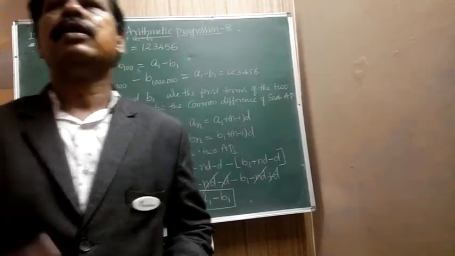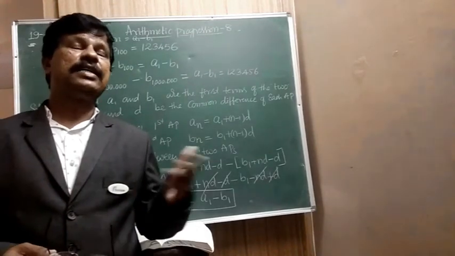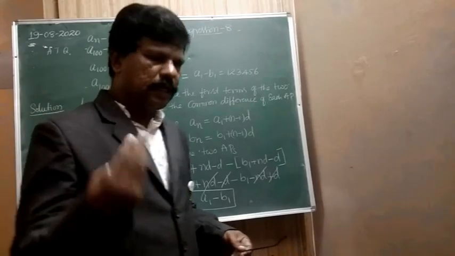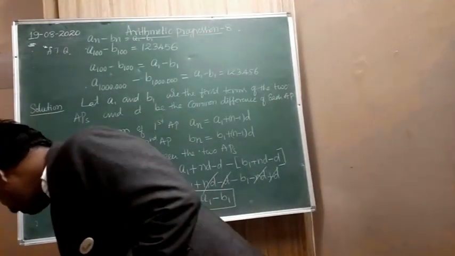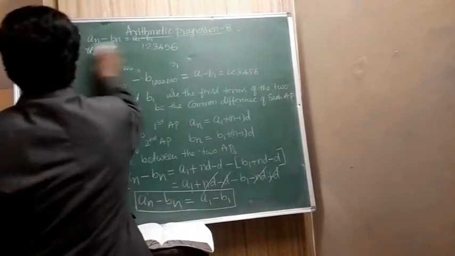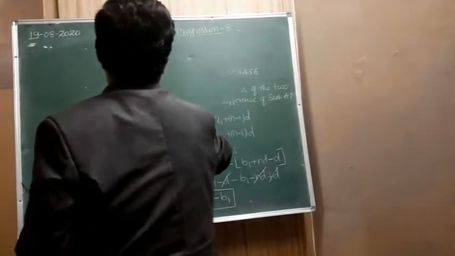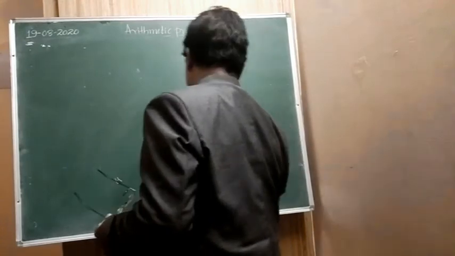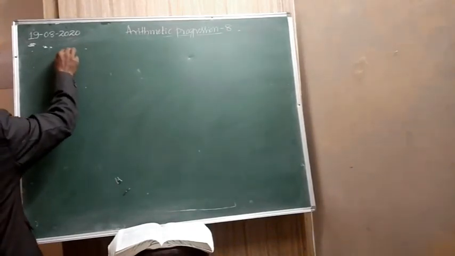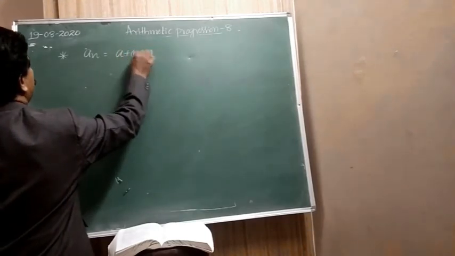What is that? Sum of the AP, sum of the first n terms of an arithmetic progression in the next session. Okay, now these are the doubts you asked. If you have any doubt, you can call me, right? And here I am just brushing up the formulas. What are the formulas? That is the nth term of an AP, that is AN is equal to A plus n minus 1 into D.